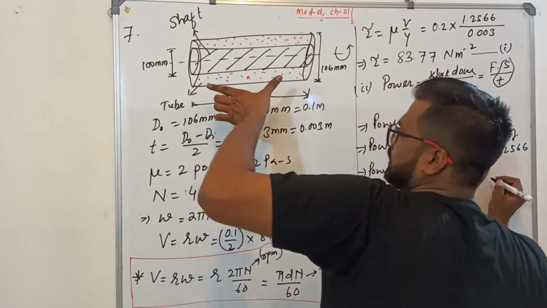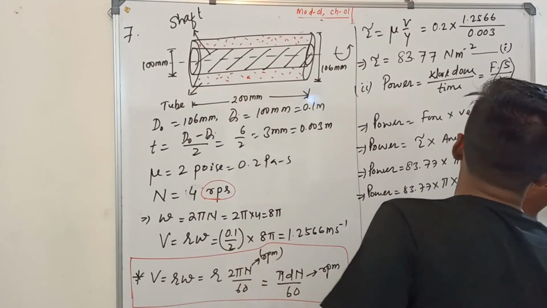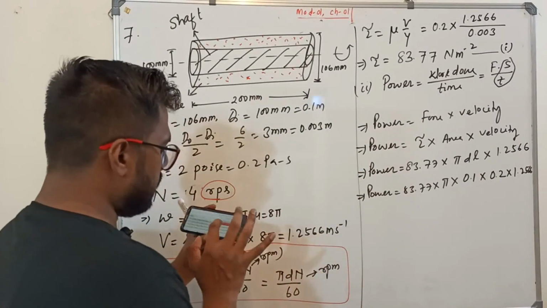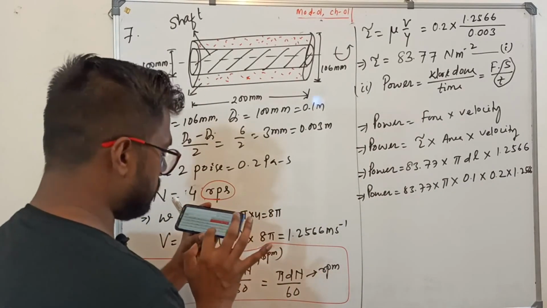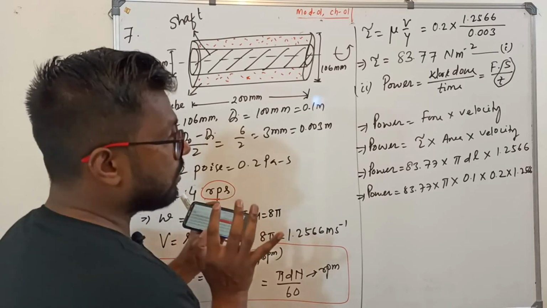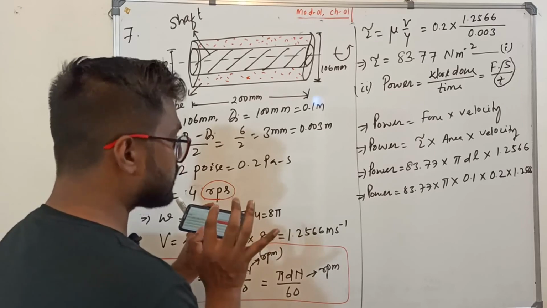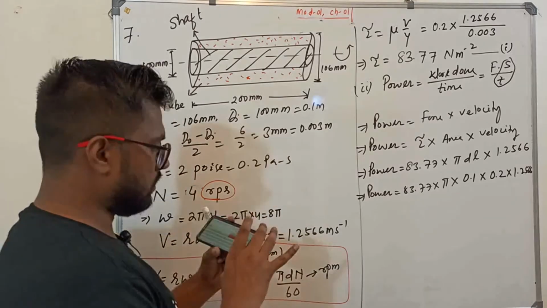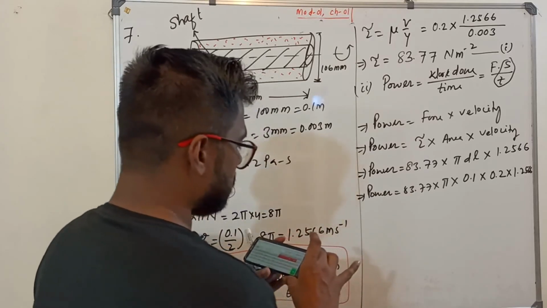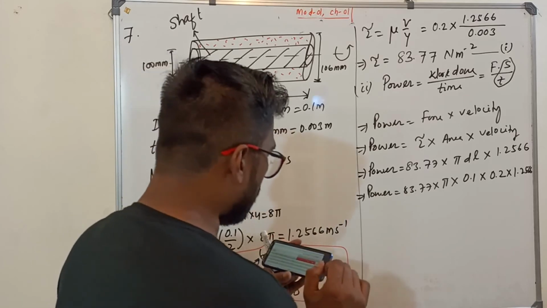What is the total length? 200 mm, that is 0.2 meter, into 1.2566. Now you put this formula and calculate your answer into 0.1 into 0.2, into 1.2566 multiply pi. The answer you will be getting is, are you getting any answer? You are supposed to get something around 66 watt.